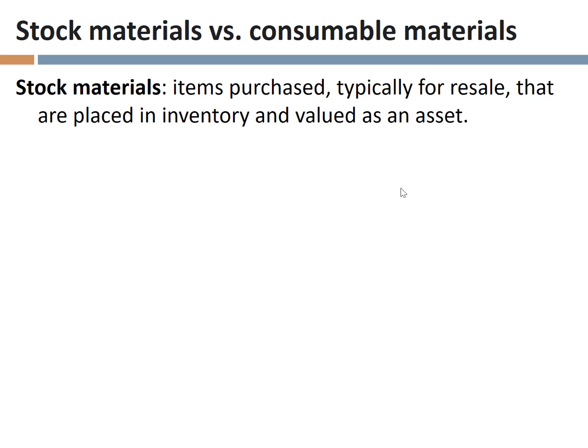Let's talk about the first of these, stock materials. A stock material is something that we buy. Typically, it's something that we buy for resale, but it doesn't have to fall into that category. But the key characteristic of a stock material is we are going to inventory this item and we are going to value it in our financial accounting records as an asset.